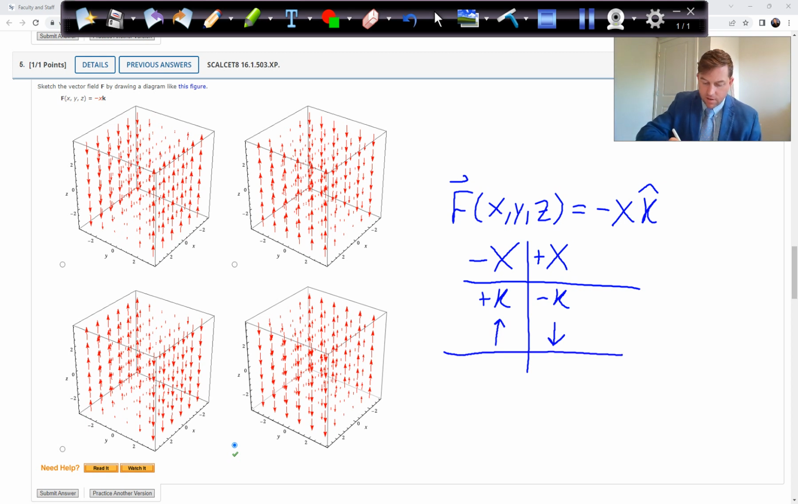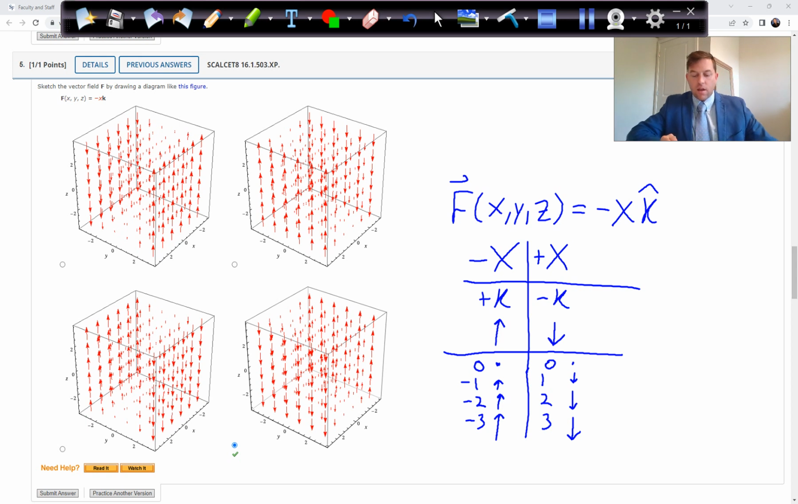So if x is small, let's do some values here. When x is 0, and then these are negative x's, so it would be like negative 1, negative 2, negative 3. And then these are positive, so it would be like 1, 2, and 3. When x is 0, you don't really have a vector at all. Maybe a dot, or I think there's actually nothing there. And then when it's negative, it's going to be a length 1 vector that points up. This would be a length 2 vector that points up. This would be a length 3 vector that points up. This would be 1 that points down, 2 that points down, 3 that points down.